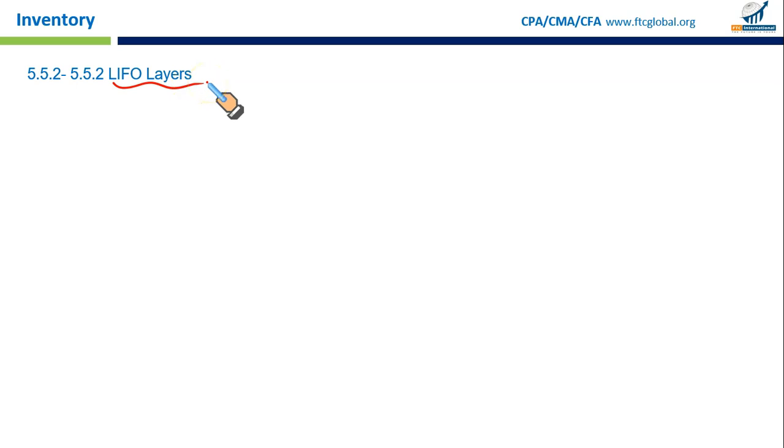Next we have LIFO layers. This is a concept which is mostly misunderstood. Let me explain first how it moves. First, imagine that at the start of the year, you have some items in your inventory. This is called your base year inventory. Let's say we have 1,000 units at the rate of 2 each.